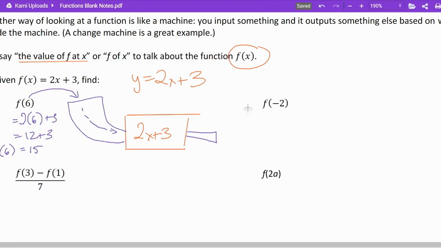What if instead the input is -2? What if the input that we put into the machine is -2? In that case, we multiply the input by 2 and add 3. So what's the first thing we do? We first multiply the input by 2 and then add 3. So f of -2, the value of the function at -2, is -1.